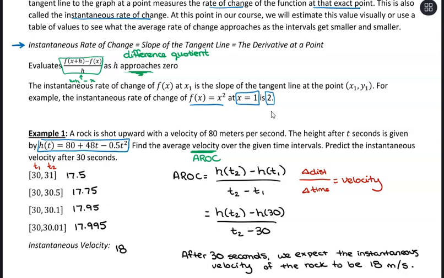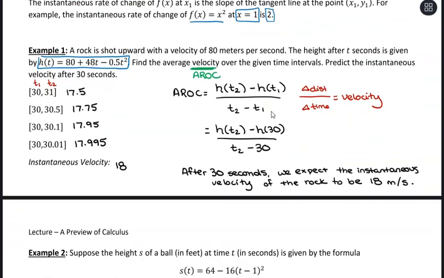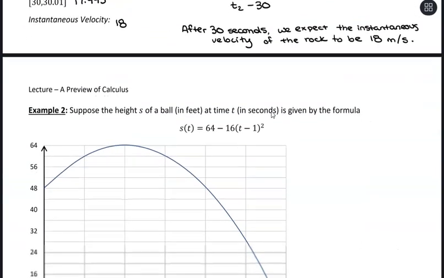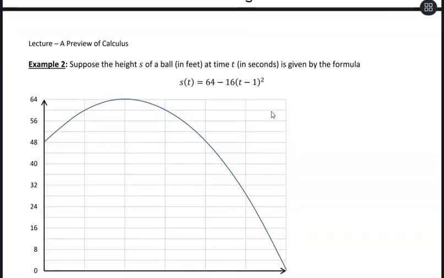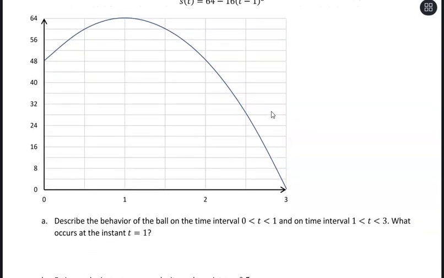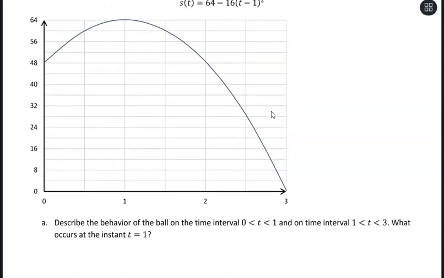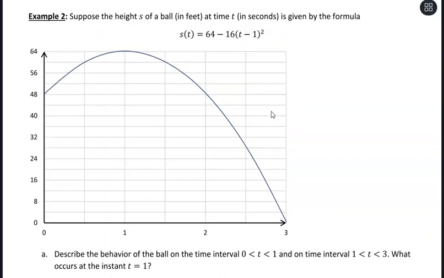Okay. Next up is an example where it's more about the visual of instantaneous velocity and making estimates in that form. So with this one, we have a ball being thrown, we have feet, seconds, times along the x-axis, heights along the y-axis, and we have our function 64 minus 16 times t minus 1 squared.